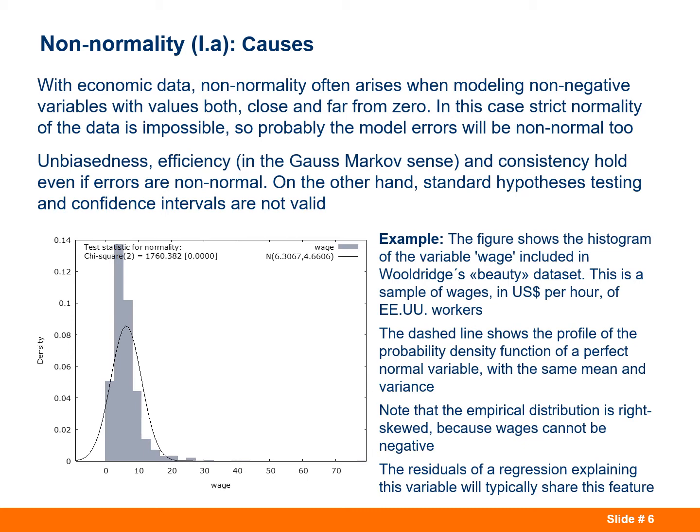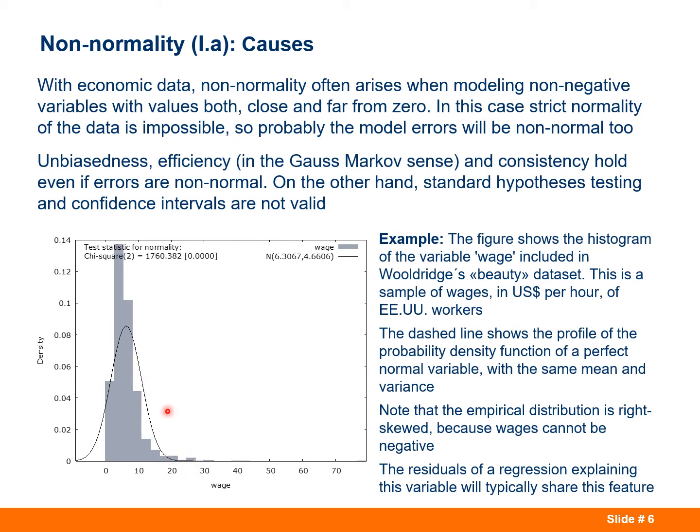In the figure, we have an example for a variable that complies with this case, the case of non-normality because of non-negativity. What you have here is the histogram of the variable wage, which is included in the Wooldridge dataset. This is a sample of wages in US dollars per hour for USA workers. What you have here is the distribution of wages over the sample. As you see, it is defined positive. You get money for working, you don't pay for that.